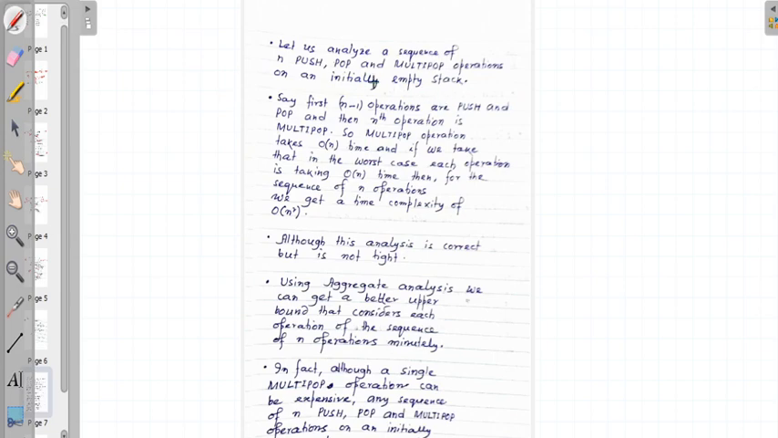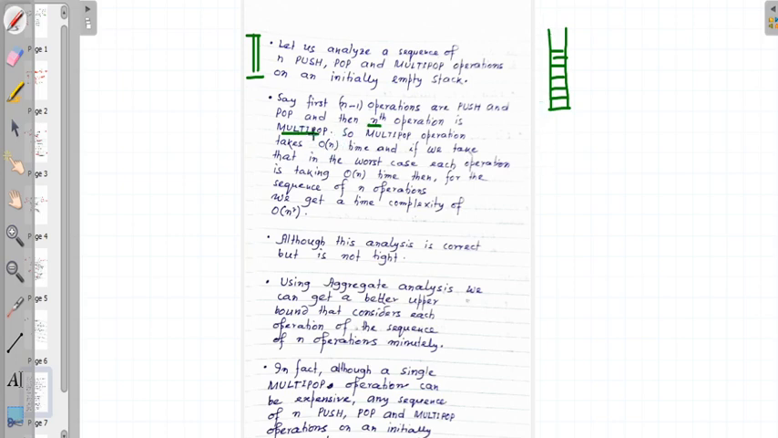Now let us analyze a sequence of n push, pop, and multi-pop operations on an initially empty stack. Initially the stack is empty, and then pushing, popping, multi-popping, all operations happen here. Say the first n minus 1 operations are push. And then the nth operation is a multi-pop, which pops all these n minus 1 elements.